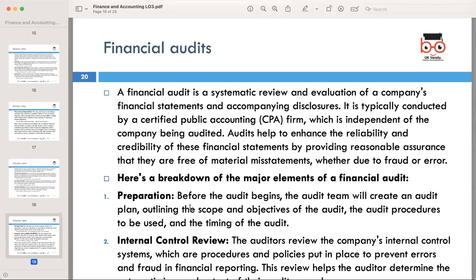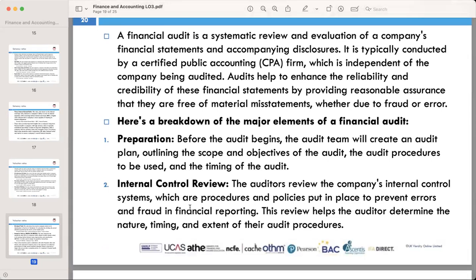Then there is an internal control review. The auditors take a look at the company's internal control system. These systems are the rules and processes that the company has in place to prevent errors and fraud in its financial reporting. Auditors review these systems to understand how they work and to help them decide how to proceed with their audit.